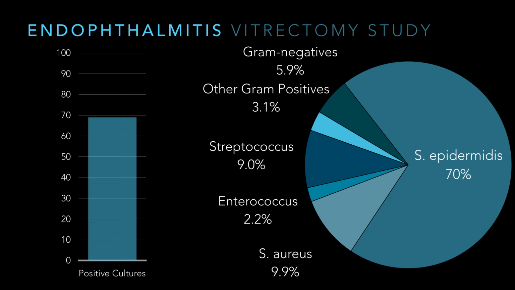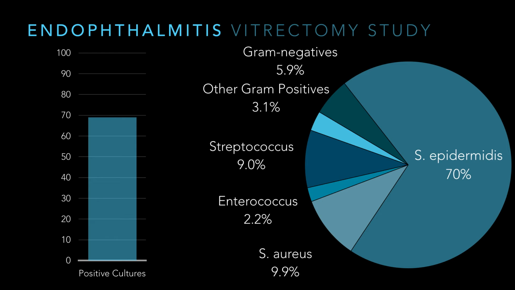All right, point is, of the breakdown of the ones that actually grew, most of them were CoNS, or Staph epidermidis. And then you get about 10% each on streptococcus, mouth flora, and Staph aureus, skin flora. 2% enterococcus, some hygiene issues there perhaps. Perhaps not though. And then gram negatives are 6%, other gram positives 3%.